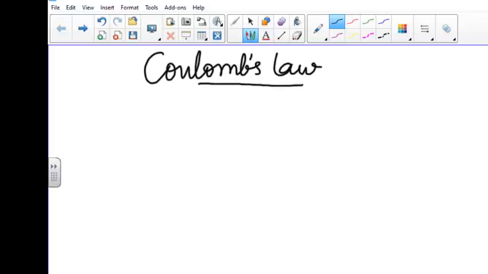Welcome students. Today we are going to study Coulomb's law and its important aspects.